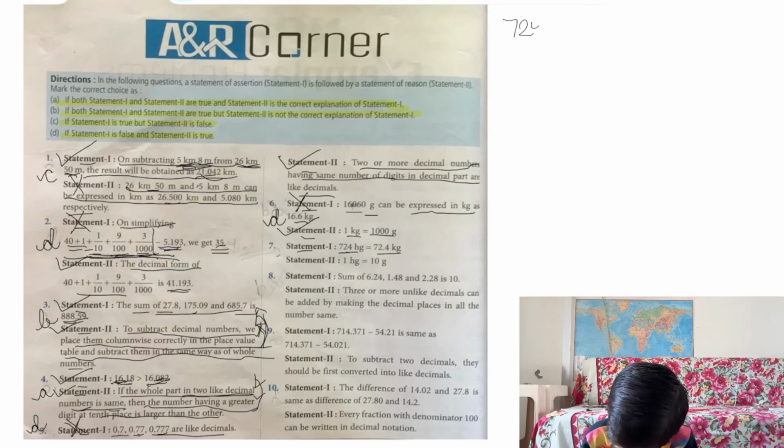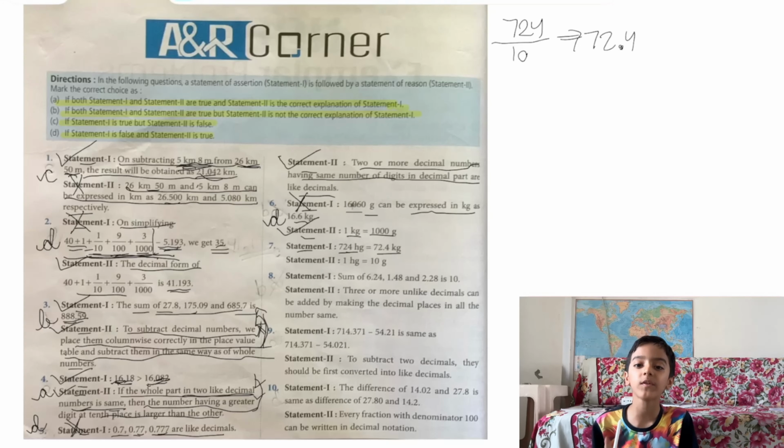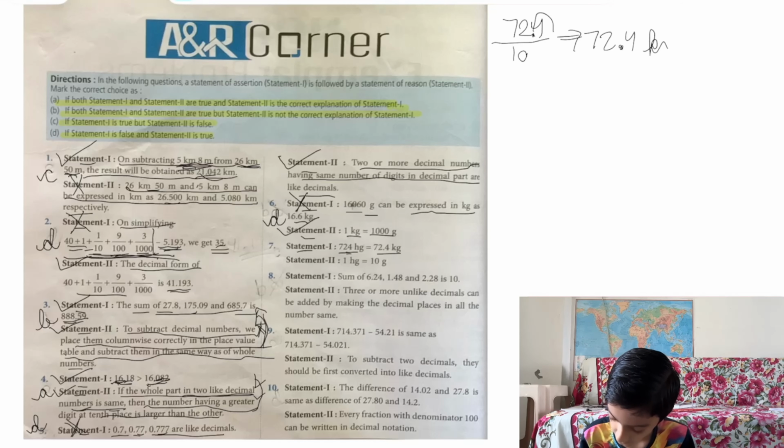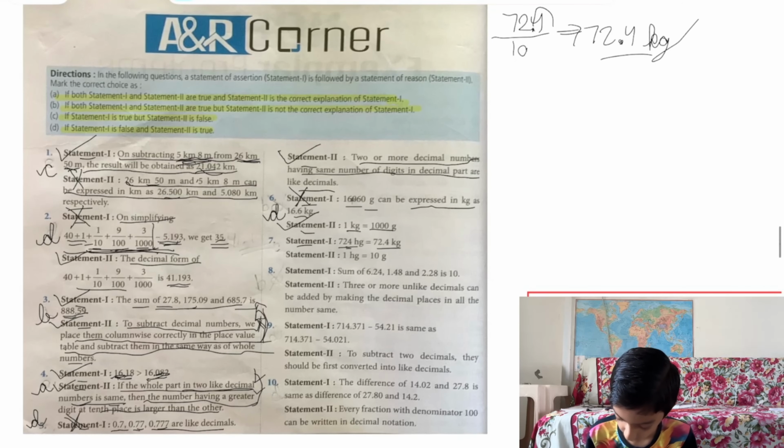So here 724 by 10 can be rewritten as 72.4. Because in the denominator there is 1 zero, so in the numerator we shift the point one place to the left. So it will be 72.4. So here 724 hectogram is equal to 72.4 kg. My result is coming 72.4 and theirs is also coming 72.4 kg. So here statement 1 is correct.